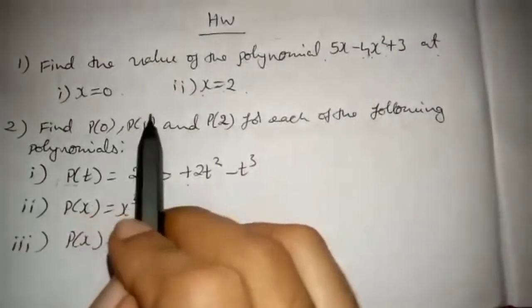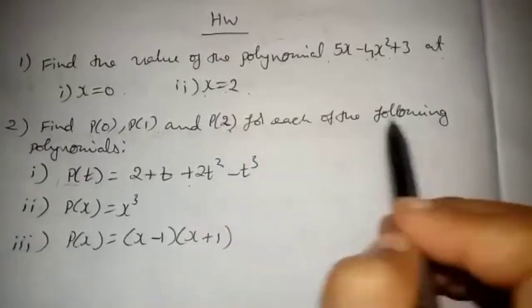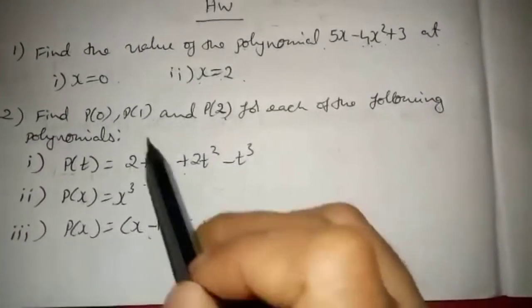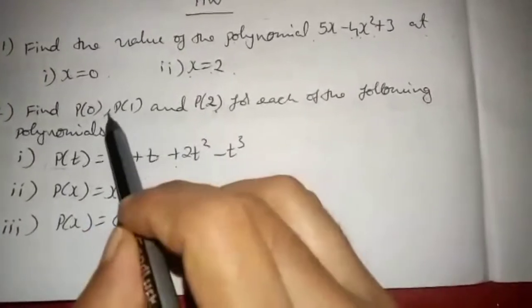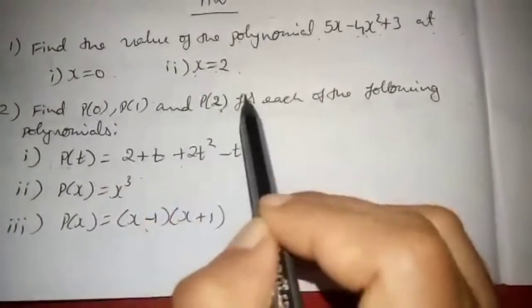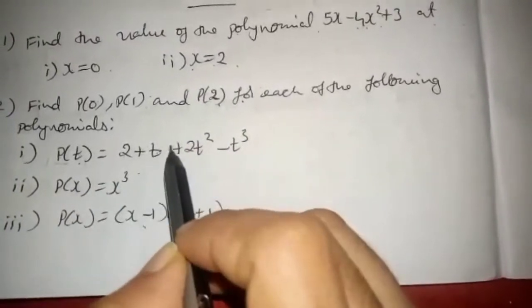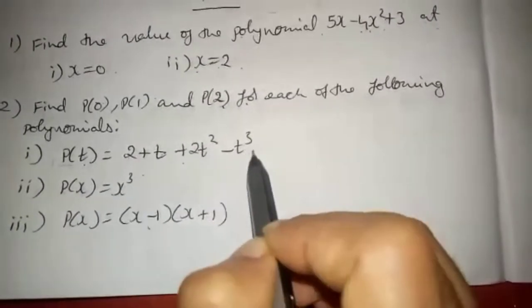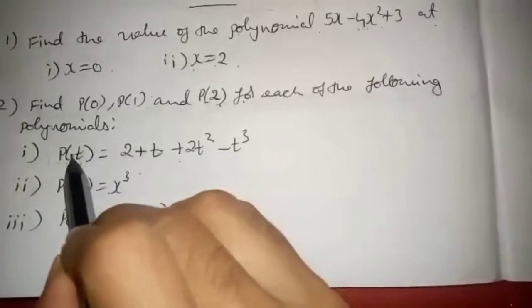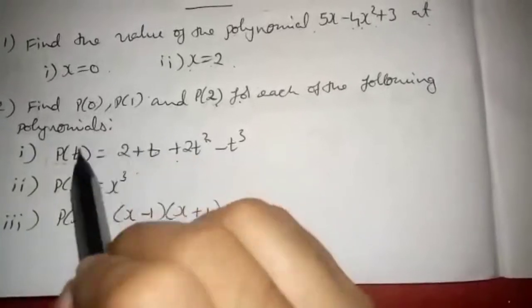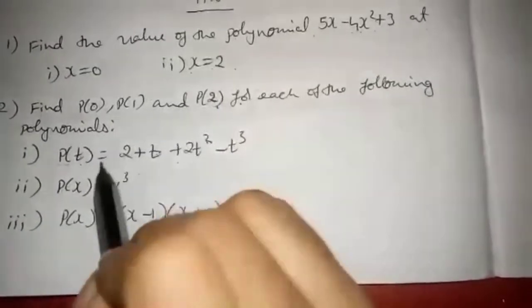Second one, find p of 0, p of 1 and p of 2 for each of the following polynomials. They have given 3 polynomials. For each, you have to find p of 0, p of 1 and p of 2. P of t is equals to 2 plus t plus 2t square minus t cube. Here what you have to do, in the place of t you have to substitute 0 and find the value, then 1 find the value, then 2 find the value.